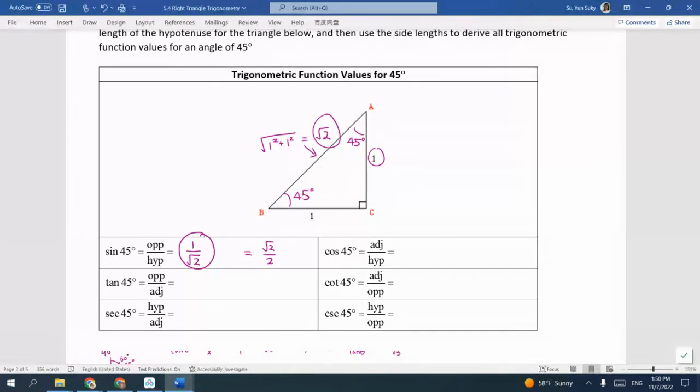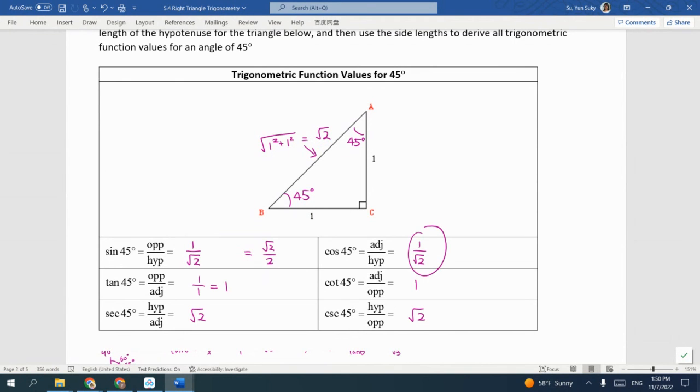How about cosine? Cosine is adjacent over hypotenuse. Do you see adjacent is also 1? Hypotenuse, square root of 2. Yes, everybody? And tangent. Tangent is opposite over adjacent. So 1 over 1 is 1. Right? Cotangent, 1 over tangent. But tangent is 1. Cotangent is also 1. Secant, 1 over cosine. So do you see the reciprocal of 1 over root 2 is root 2? Yeah?